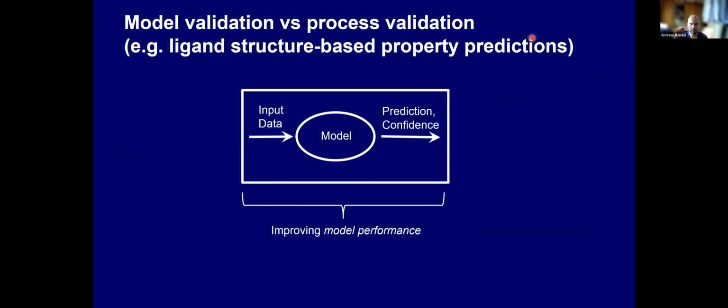So this is model validation. We have input data, a model, we have a prediction, we can calculate the performance measure. And then we are happy if the correlation coefficient or AUC or whatever we would like to calculate is very high, right? But that's only the look at the model. But there's much more to it.